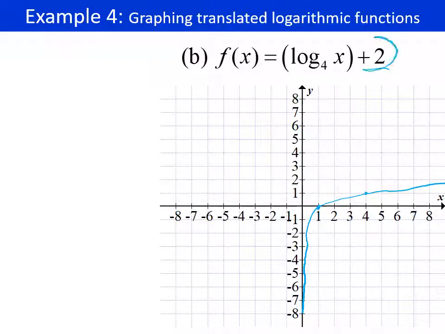And the plus 2 tells us that it's shifted up 2. If we take each of these dots and move it up 2 units, draw that same shape, and there would be the graph.